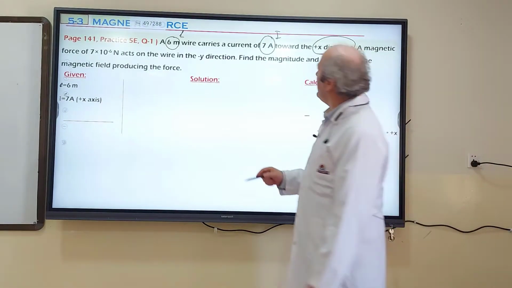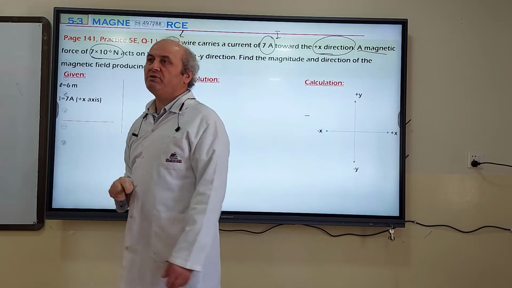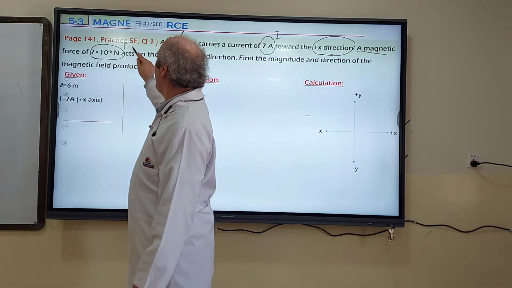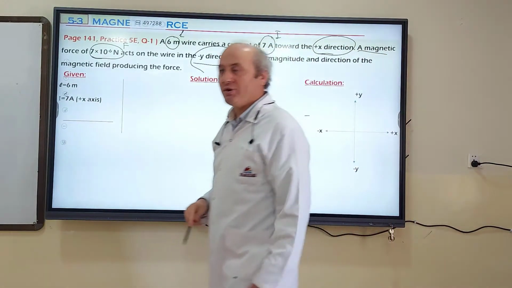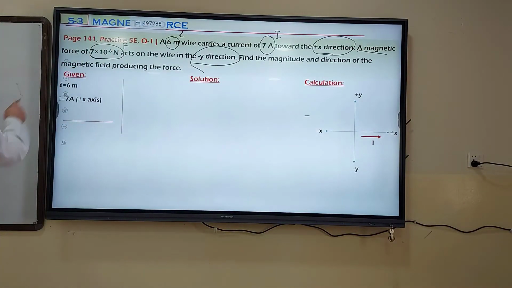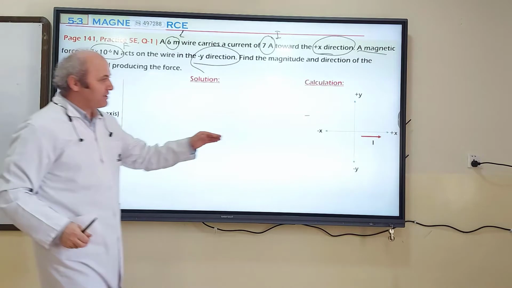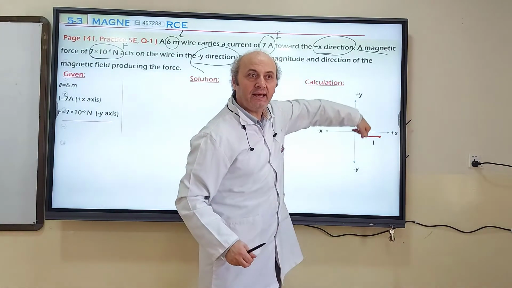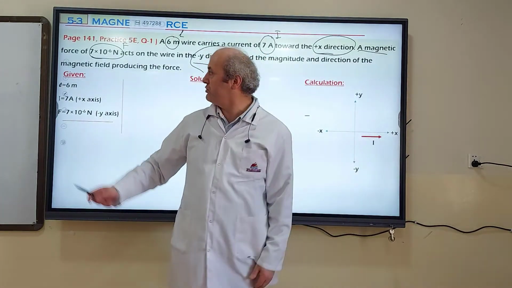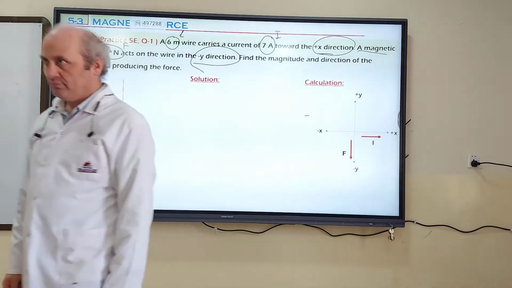And a magnetic force, how much? 7 times 10 to the power negative 6 Newton acting on the wire in which direction? Negative Y. So the magnetic force F acting on this wire is 7 times 10 to the power negative 6 Newton in the negative Y direction. So the electric current is in the positive X direction, but the magnetic force is in the negative Y direction. Now I'm going to draw the magnetic force vector in the negative Y direction. Clear?